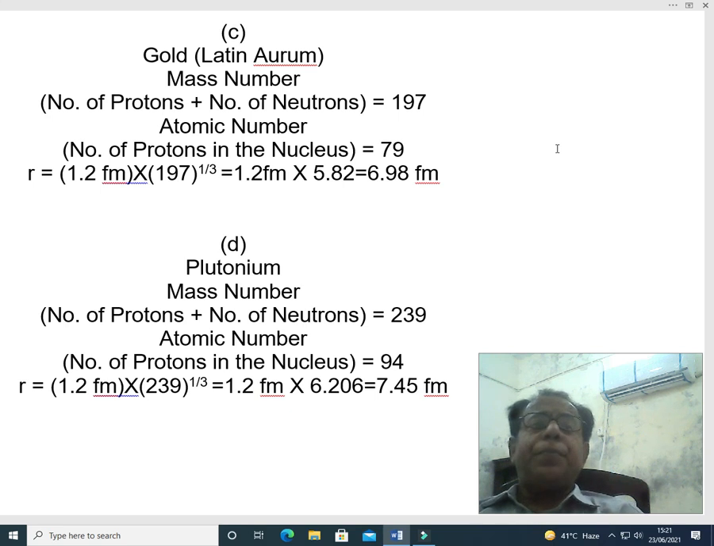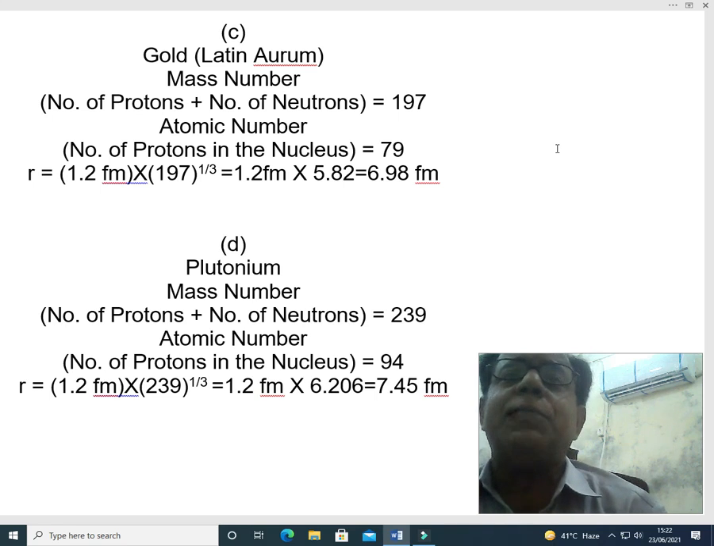Nothing new. The only thing to be described is that here cube root of 197, that is 197 raised to power 1 by 3, is equal to 5.82. So when we multiply r naught, that is 1.2 femtometer, with the value of cube root of 197, that is 5.82, then we will find the result 6.98 femtometer. This is our solution of part C.